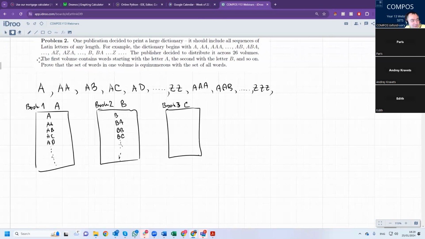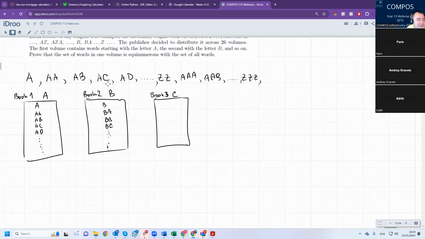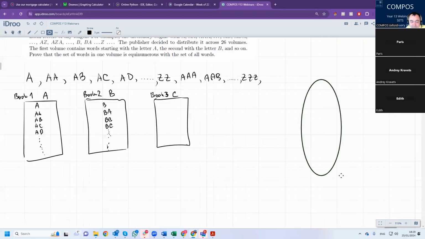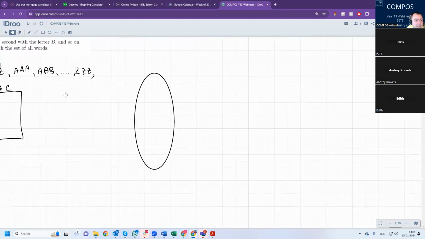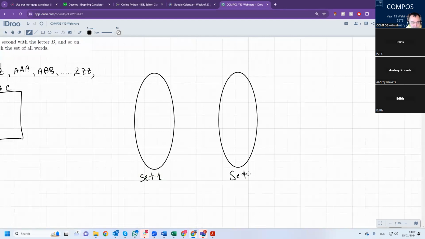Okay, so let's have a look. What can we do to prove that? Well, we can prove that two sets are identical if we can find a one-to-one mapping of one set onto the other. So set 1 and set 2. If we can find a one-to-one mapping, we can prove that they have the same size.